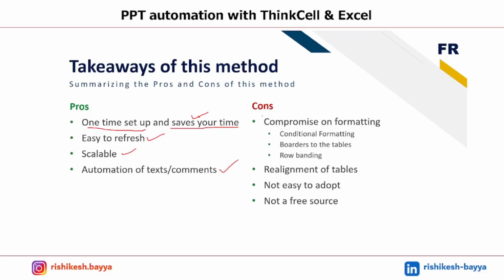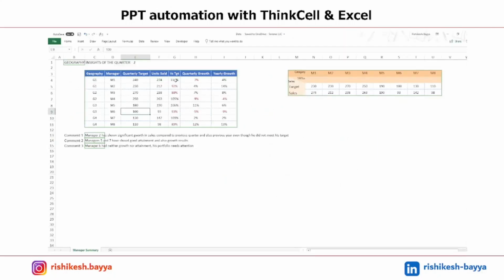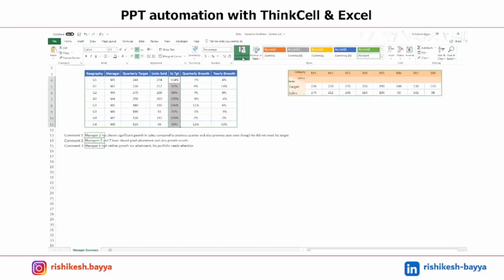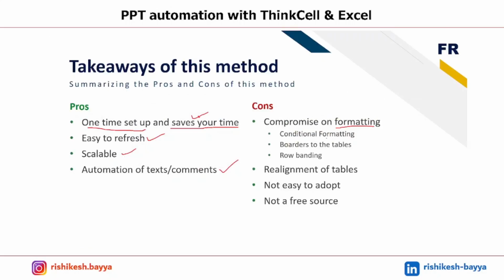Right? Coming to the cons, we will have to compromise on formatting for sure. So if you look at Excel, let me show Excel here once again. So this is my Excel where I can highlight the reds, I mean the pressing issues in red here. I mean we can do much more than this using conditional formatting and all. I can apply a rule and all, I can make this look more majestic. But here we'll have to compromise on conditional formatting. I don't think we can apply borders to tables. That is again something we have to compromise on.